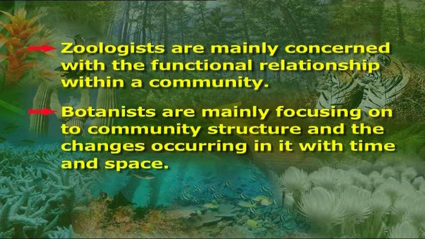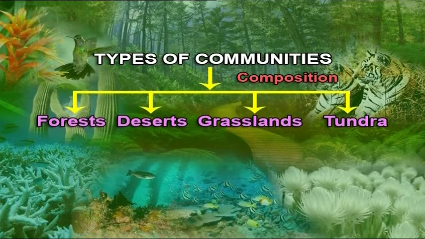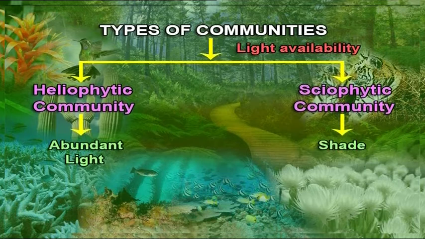Let us now move on to the very brief classification of different types of communities. Ecologists classify communities from different viewpoints on the basis of general growth, composition, shape, etc. of vegetation and organisms associated with them, in terms of forest, desert, grasslands, tundra and so on. Likewise, communities may be divided as hydrophytic in predominantly aquatic habitats, mesophytic in moderately moist soils and xerophytic in arid or dry conditions.